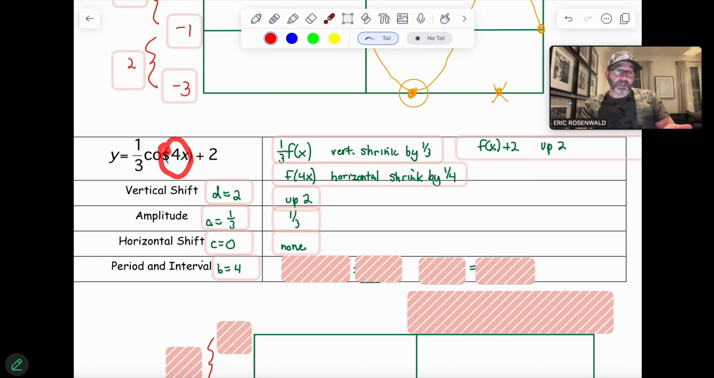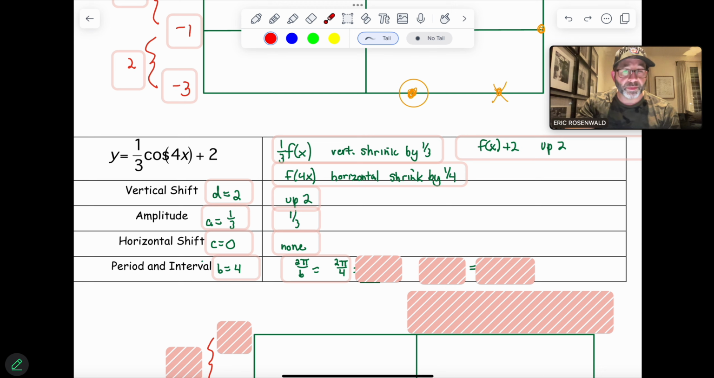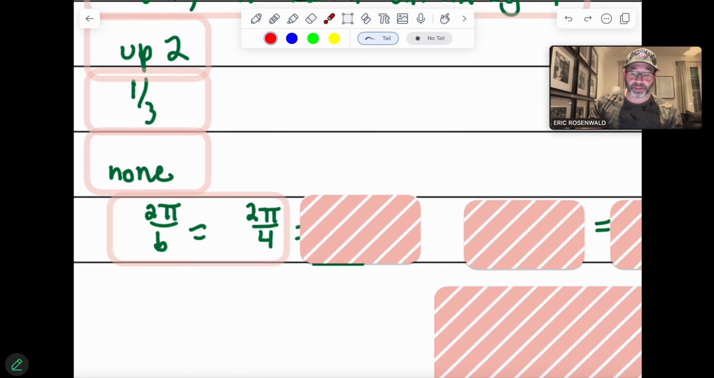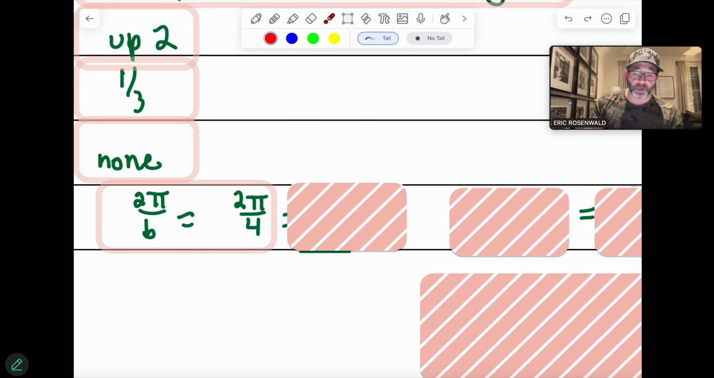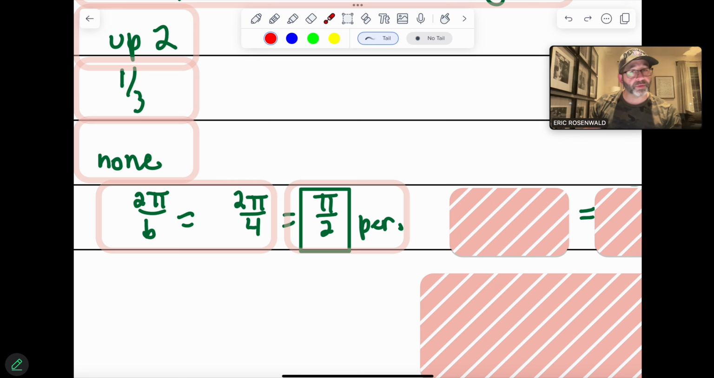So we got to work with this. We have a horizontal shift taking place, a shrink in this case of 1/4. So that's going to change my period. So if we look at the 2 pi over B, because our period is normally 2 pi, we're going to put it over the B value, which is 4. If I simplify this fraction, this 2 pi over 4, that's going to equal pi over 2, or just 1/2, because 2 over 4 is just 1/2. So now my period, instead of it taking 2 pi to get through the entire period, now it's only going to take pi over 2 to get through the period.